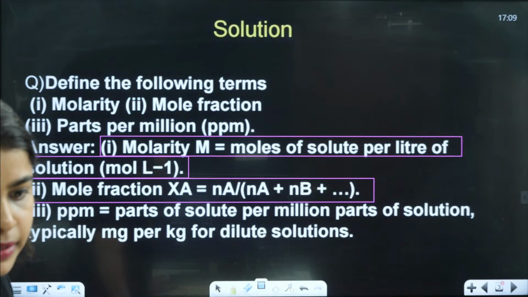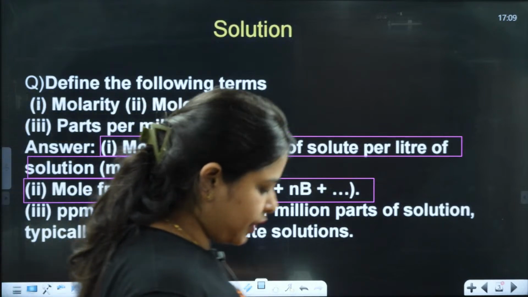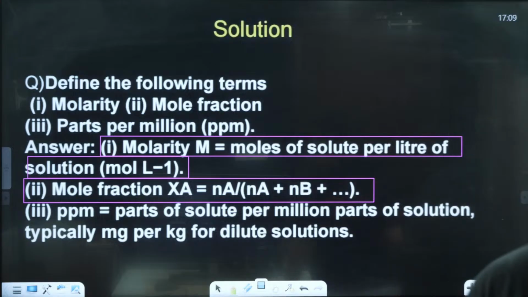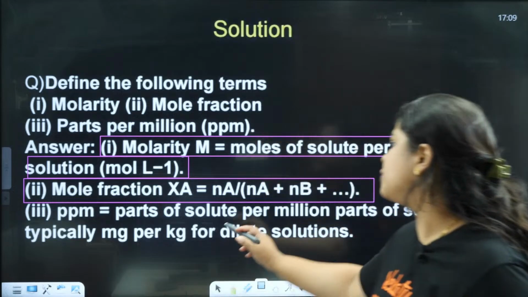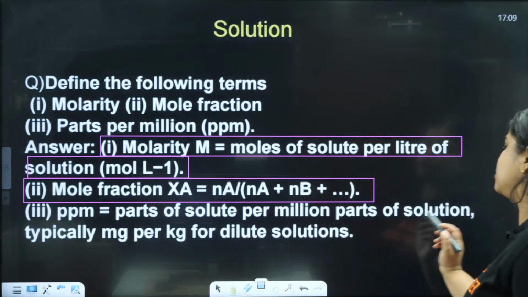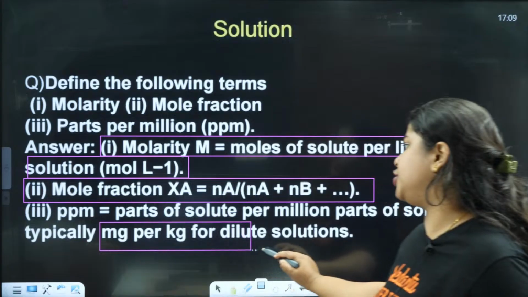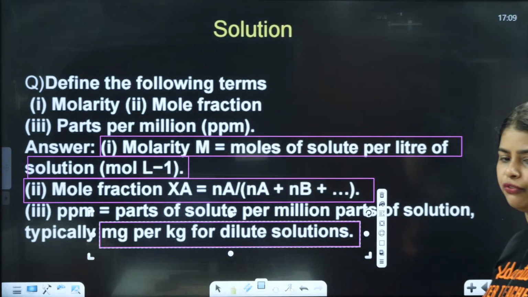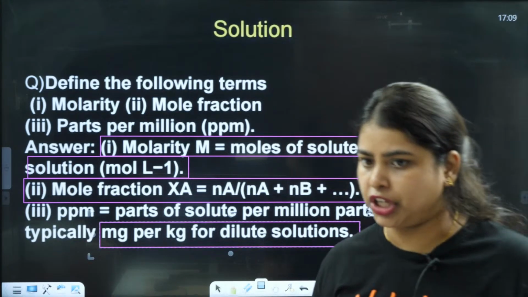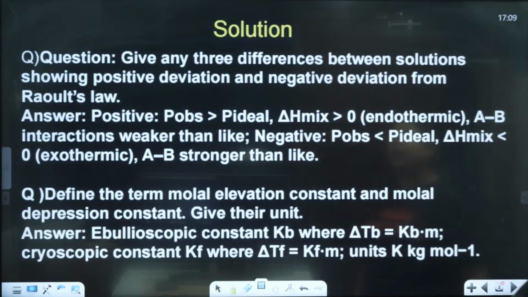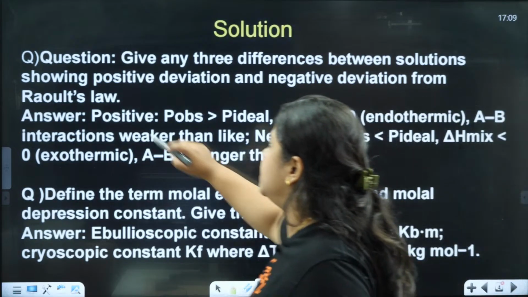Good evening, Ananya. Okay, next question is what? ppm, parts of a solute per million parts of a solution. Typically it is also called as mg per kg for dilute solution. Clear? Next question. Give any 3 difference between solutions.